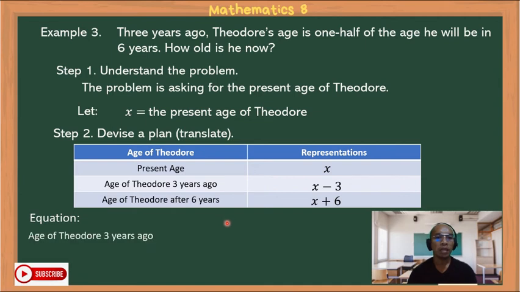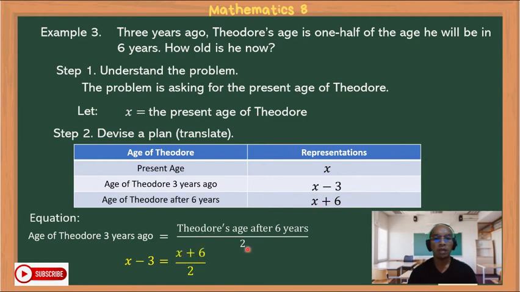So we will now make an equation. According to the problem, the age of Theodore 3 years ago is equal to one half of the age of Theodore 6 years after. The age of Theodore 3 years ago is represented by x minus 3, so you just substitute, and that is equal to the age of Theodore 6 years after, represented by x plus 6 divided by 2. And this is now our equation to represent this problem.